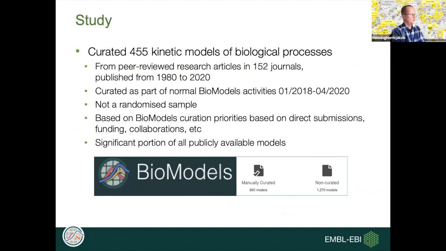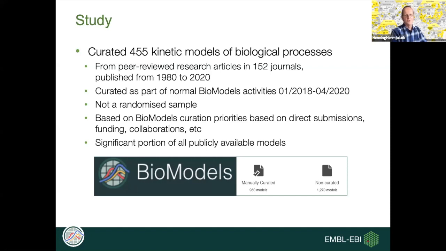For the study, we curated altogether 455 kinetic models of biological processes from peer-reviewed articles in 152 journals, which were published over the last 40 years. So from 1980 to 2020, a very broad range, but obviously with a strong bias to newer models. They were curated as part of the normal BioModels activities from the beginning of 2018 until April this year. And I should emphasize this was not a randomized sample, as I described earlier.